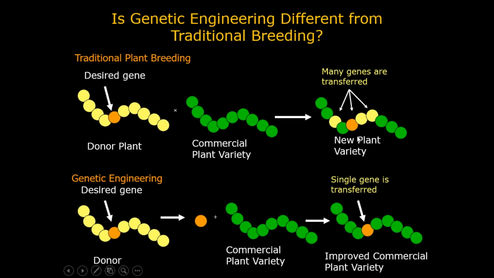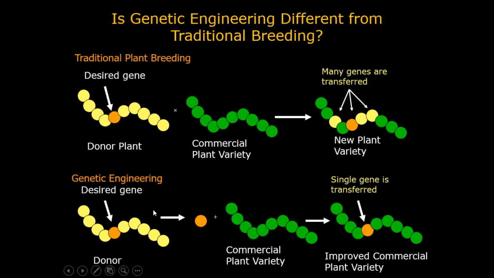So it takes several generations by traditional plant breeding to insert the gene of your choice from one plant or organism into the desired organism that you want. On the other hand, genetic engineering is targeted. It is directed towards the gene that you want. In genetic engineering, you can cut out the gene that you want and insert it into the commercial plant variety into a position that you want, allowing it to express either in the leaves or in the root or in the seed. And what you get is the improved commercial variety.